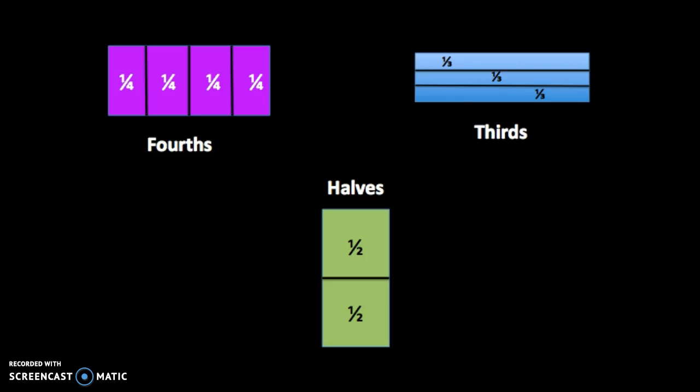In the blue rectangle, we split it into 3 equal shares. Each equal share is a third. 1/3, 1/3, 1/3. In the green rectangle, we split it into halves. We partition the rectangle into 2 equal shares. We can now call this 1/2 and 1/2.